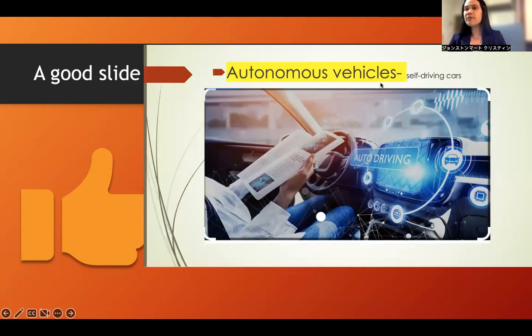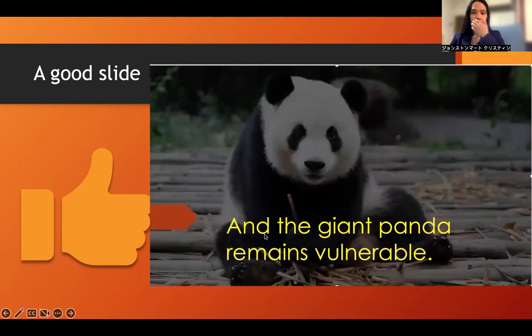Look at this. Autonomous vehicles, it's also a good slide, giving a definition to autonomous vehicles, self-driving cars, and the picture is relevant. Look at this. It's much better now, and the giant panda remains vulnerable. Better font color.